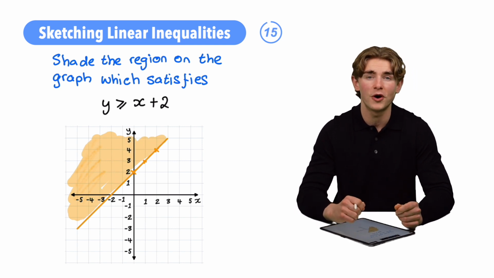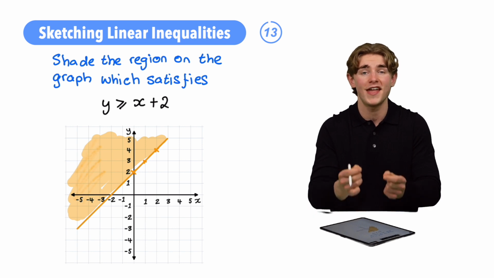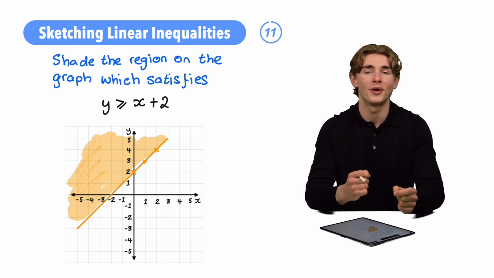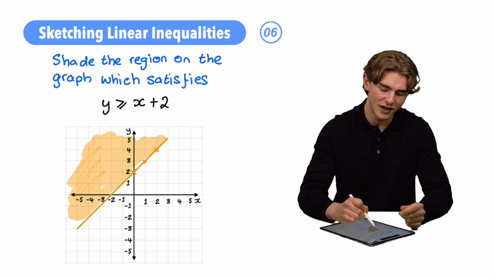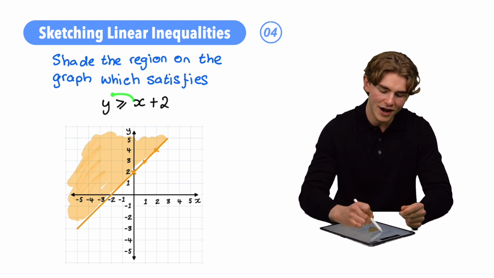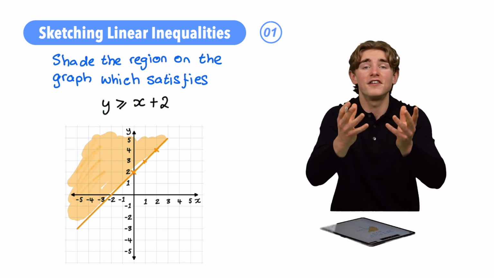Now, some people talk about the method where you can substitute in a point, normally 0, 0, and check whether the inequality is true or not. You can also use that method, but it's not really necessary here. We can just say that because we want the places where y is greater than or equal to x plus 2, it's going to be above that line.